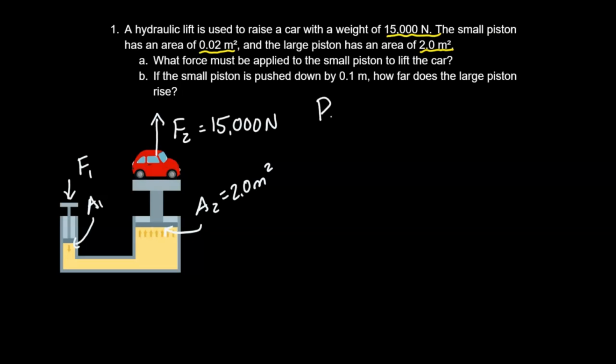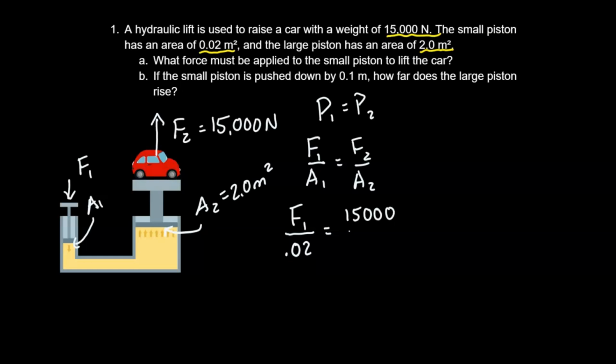We're going to start off with P1 equals P2. P1 is the pressure on the small piston end, and P2 is the pressure at the large piston end. By definition, pressure is the force over the area, so F1 over A1 is going to equal F2 over A2. Now we're going to do some substitution. A1 is 0.02 meters squared. F2 is the weight of the car, 15,000 newtons. The area of the larger piston is 2. We're going to solve for F1. We take 15,000 times 0.02 divided by 2, and we get 150 newtons. That's the amount of force needed on the small piston to lift this car.